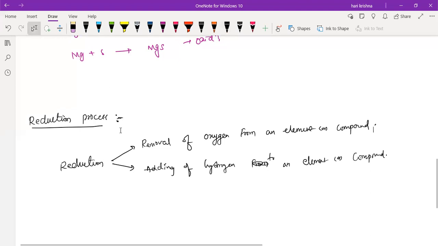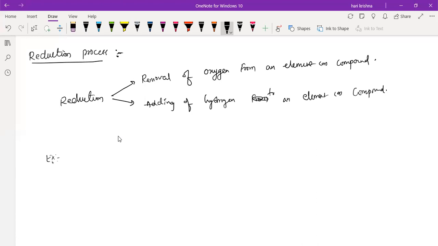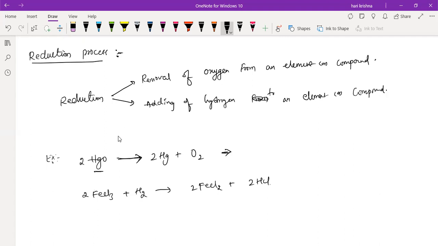Okay. If you take example HgO, we will get 2Hg plus O2. Or if you take FeCl3 plus H2, we'll get FeCl2 plus 2HCl. So what is happening here? In the first case, HgO is there. If you decompose the HgO, it is forming Hg and O2. That means removal of oxygen is done, right? Removal of oxygen is done in the case of the first one. What about the second one?